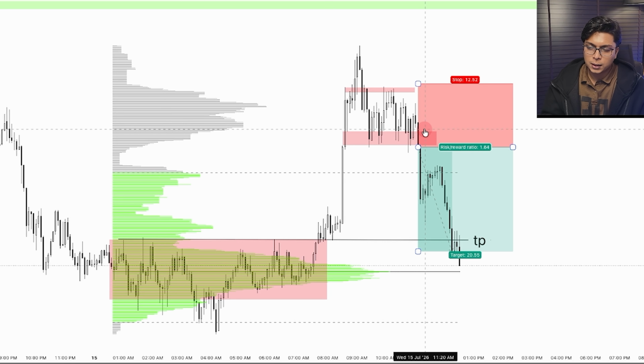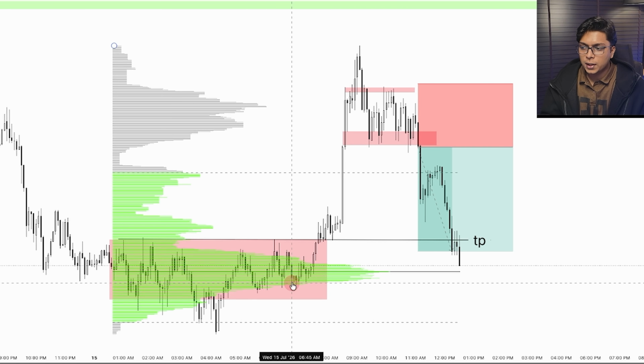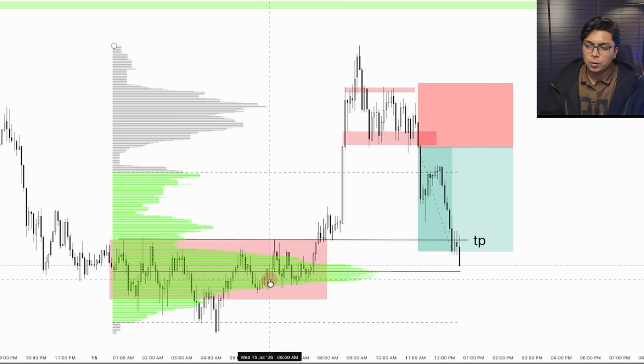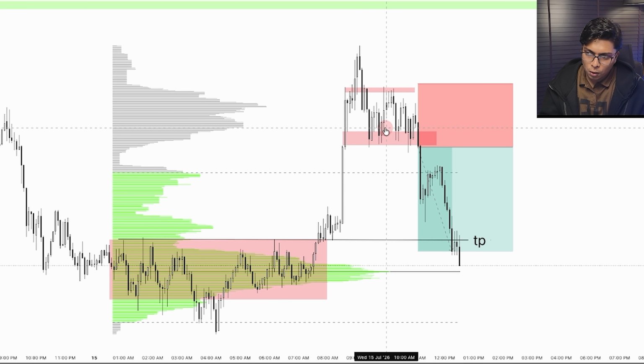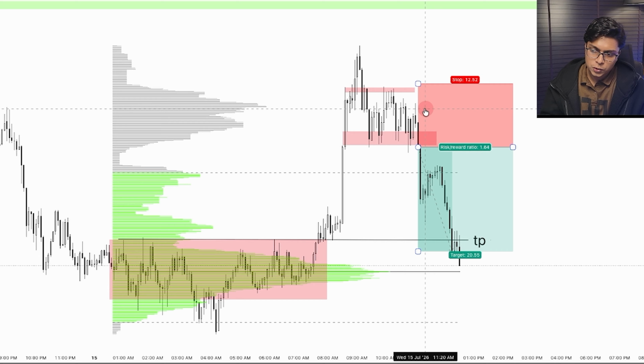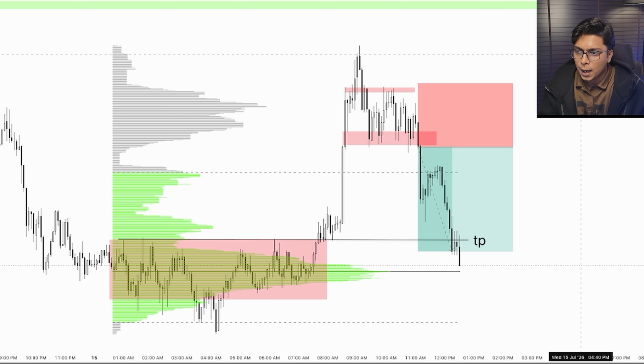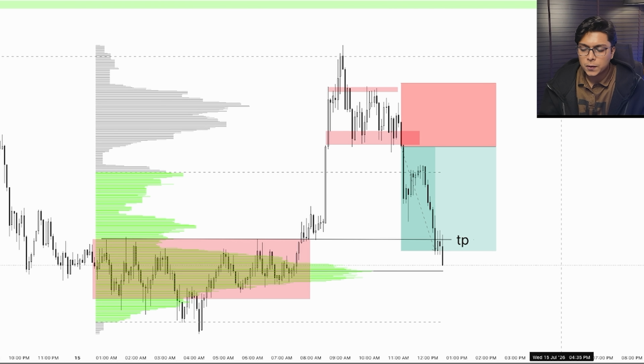Now, if there would not be a high volume node, I would not take this sell trade because there is no reason for price to go lower. And even if it goes, I don't really care because this is something that always repeats in the market. And as a trader, we always love things which repeat. Now, what I'm going to do is show you guys another example of a bull trade.